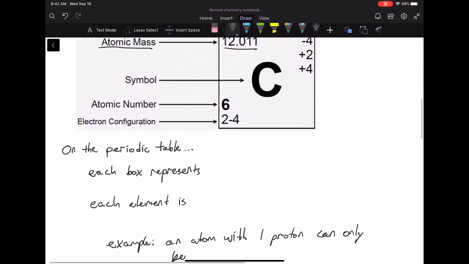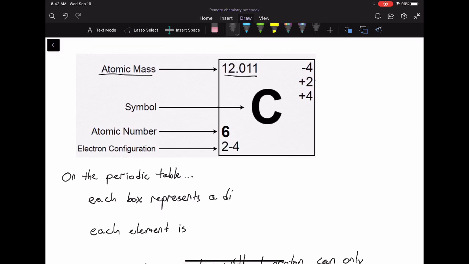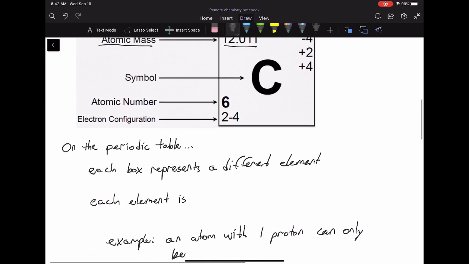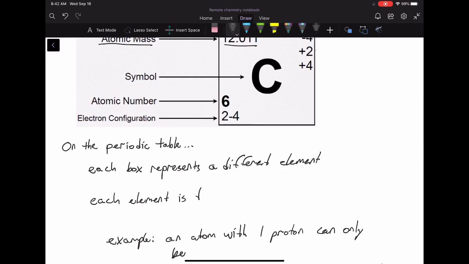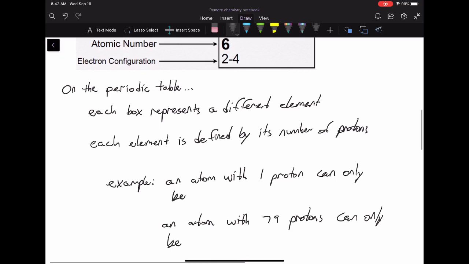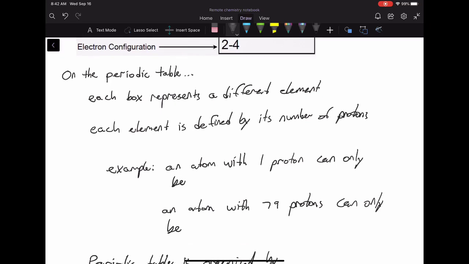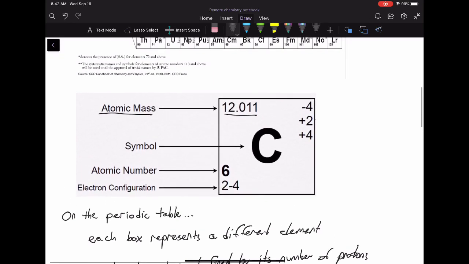So on the periodic table, each box represents a different element. And then each element is defined by its number of protons. So for example, an atom with 1 proton, so we're going to find the number of protons, you look for the atomic number. So the atomic number is the number of protons. That's all it is. So for this example, carbon, it has the atomic number 6. That means we have 6 protons.